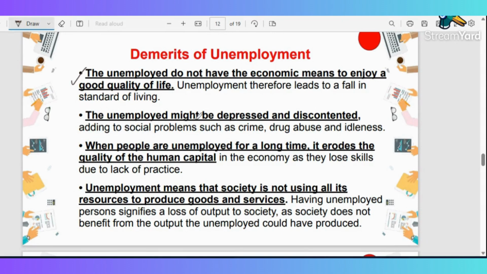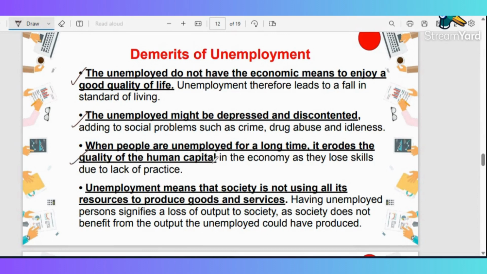Also, we look at the unemployed might be depressed and discontent, right? Now, this is adding to social problems such as crime, drug abuse, and idleness. And we can see this in society now that when persons are unemployed, they look to crime and you see a lot of robberies happening. Persons become depressed, and mental illness, mental health, and all of those. When people are unemployed for a long time, it erodes the quality of human capital in the economy as they lose skills due to lack of practice. This is also evident because if you were trained and you haven't gotten a job, it's way after you got a job, right?